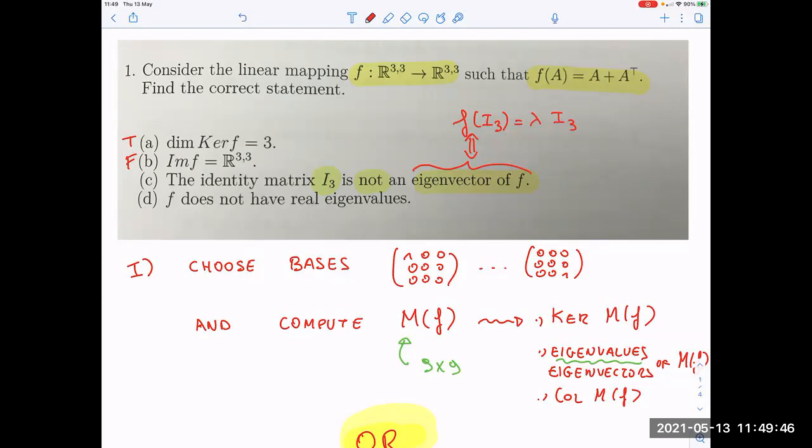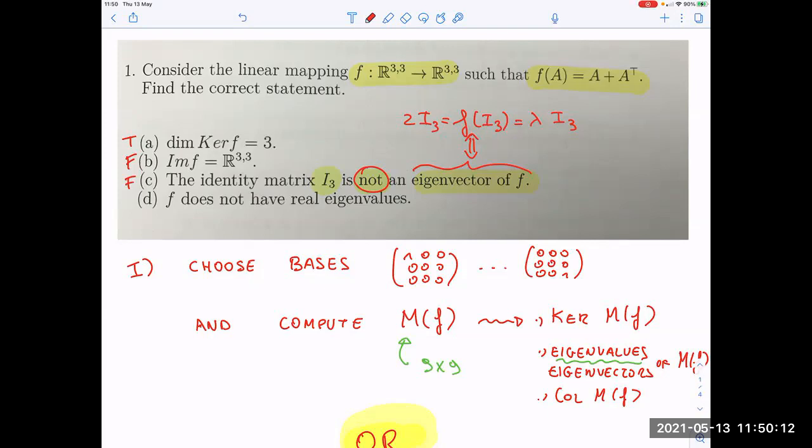So you see, you don't have to go and compute the eigenvalues and the eigenvectors. It's just to substitute. And Paolo Lovera says, well, look, this is 2I3. So you see, the problem is that I3 is an eigenvector. So this is false because it says it is not. Again, no need to compute, just need to think and remember.